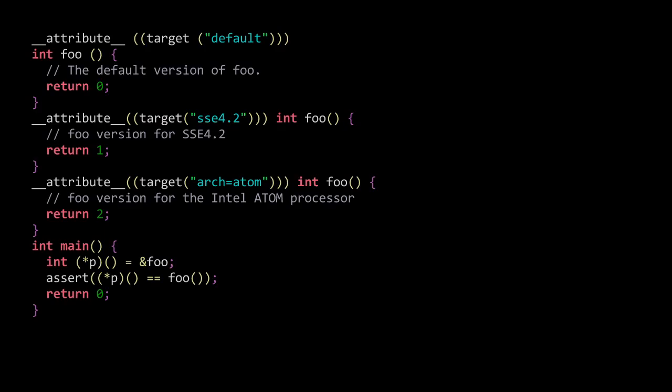So this is what it actually looks like once you use function multiversioning. This is all in one file. You do get to specify your targets. You get to specify your CPU features. You get to specify all these things. It's very handy.